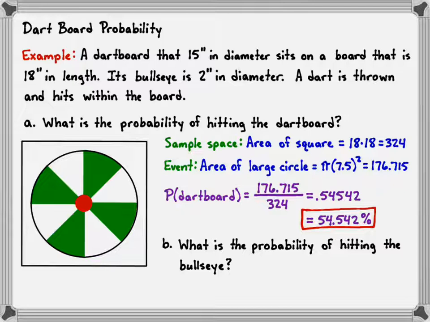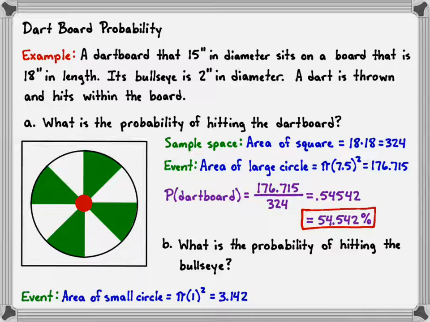For part B, it says, what is the probability of hitting the bullseye? So now our event space is this little circle here, but our sample space is still the whole big square. So our sample space is exactly the same, but our event space is now the area of the little circle. And remember, the area of a circle, again, is pi r squared. Because the diameter of the little circle is 2 inches, that means the radius is 1, so it would be pi times 1 squared, and that would be 3.14159, and so on.